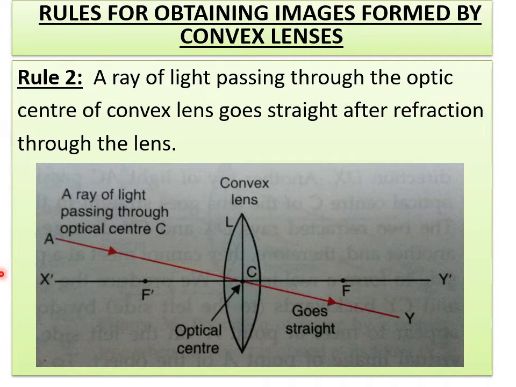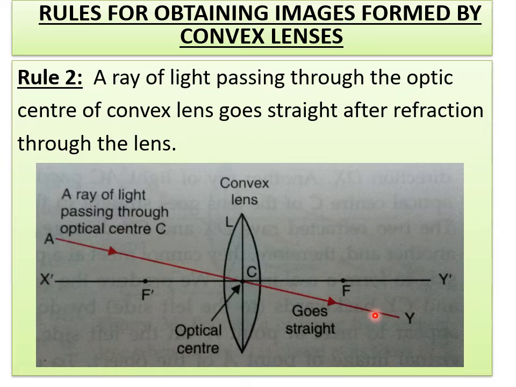So here this is your principal axis. Here is F, and I can make this F1 when you're drawing ray diagrams. This will be F2, children. So what is this? A ray of light passing through the optic center. The optic center is here. So it goes straight, meaning it goes undeviated.